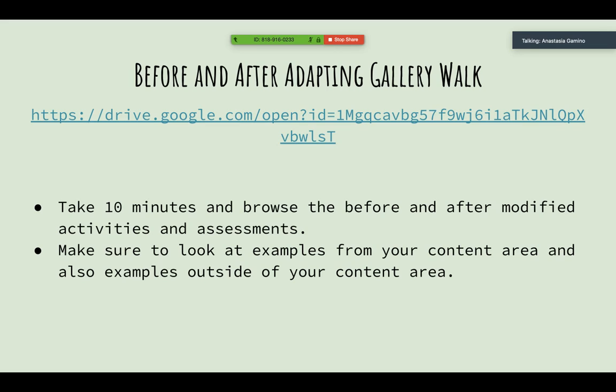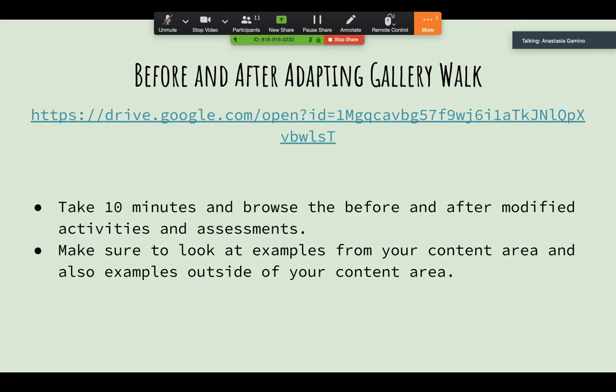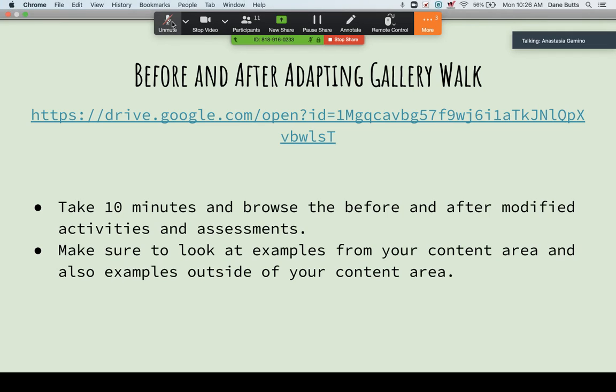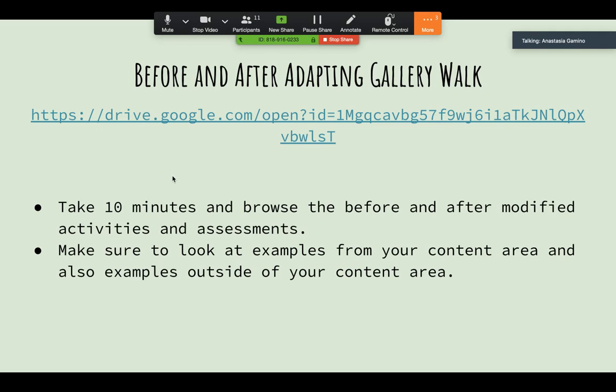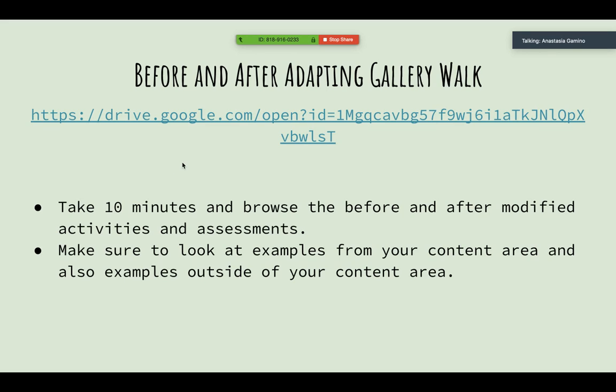some content area examples of assignments that have been adapted. So we're going to do a virtual gallery walk. I have just given you a link to the Google folder, and I want you to take anywhere from 5 to 10 minutes to look through these content area examples, and to really think about what these teachers have done.